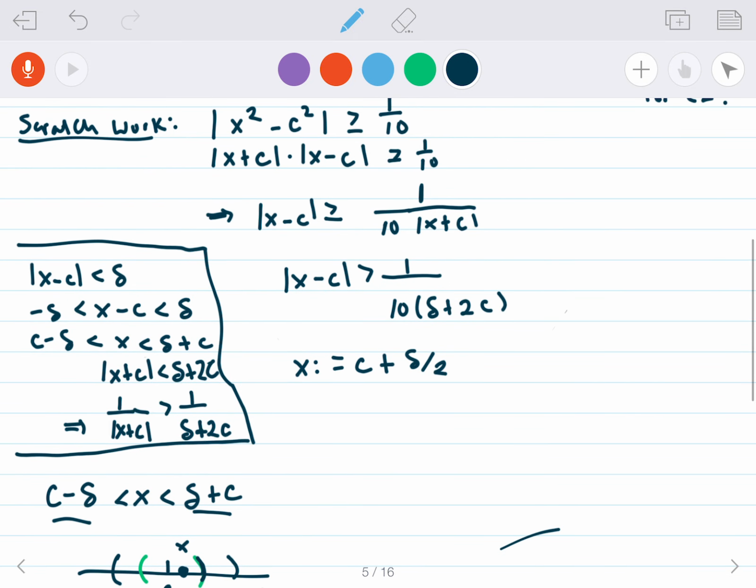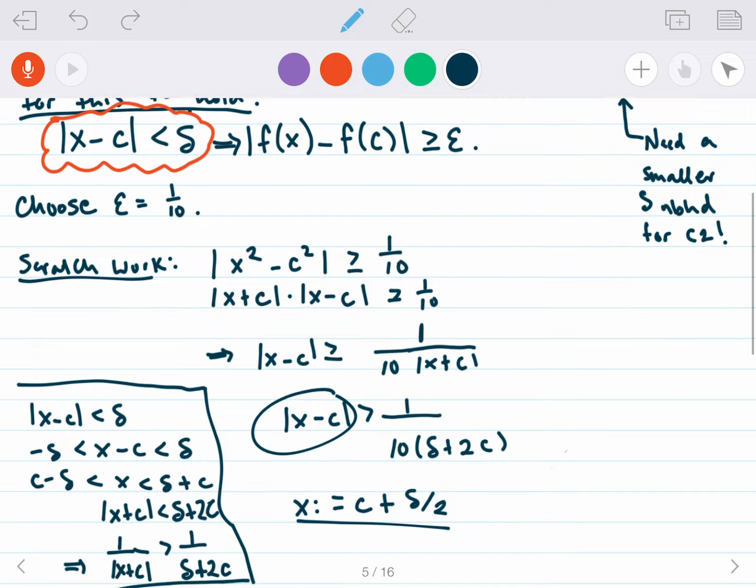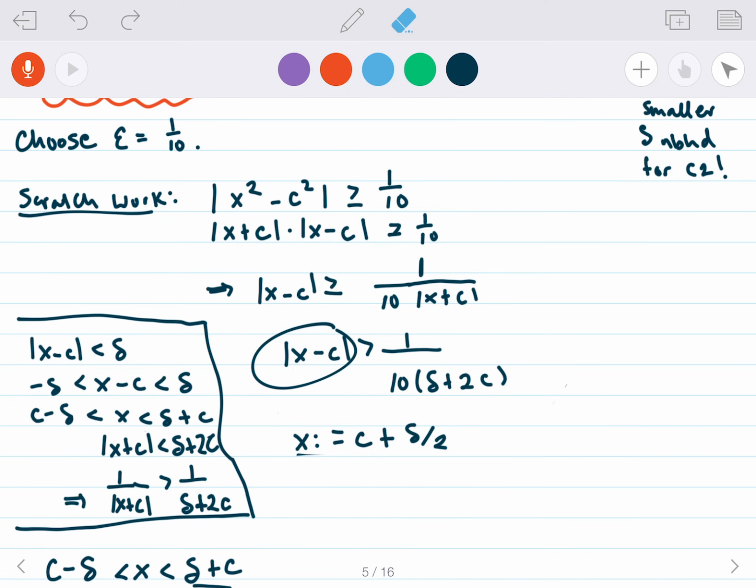So if I define x to be this, again, the whole point is to get rid of variables so that I can figure out a c that is going to make uniform continuity fail here. So if I define x to be that, it is certainly contained in this delta neighborhood, right? Certainly contained in it by the picture. And so if I do some replacing here, that gives me that c plus delta over 2 minus c is bigger than 1 over 10 times delta plus 2c.